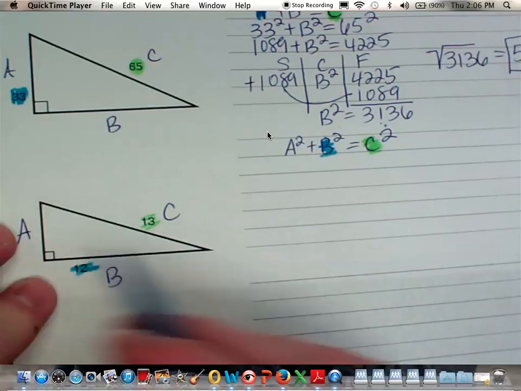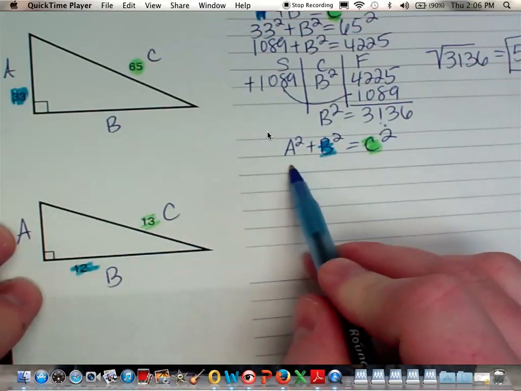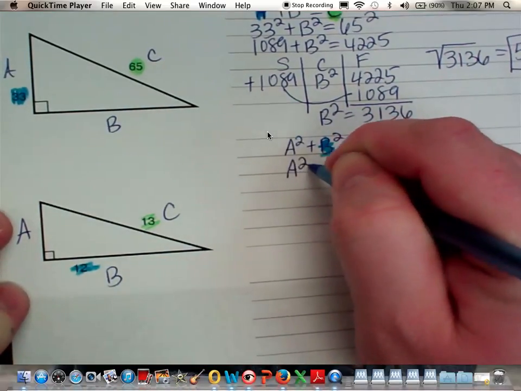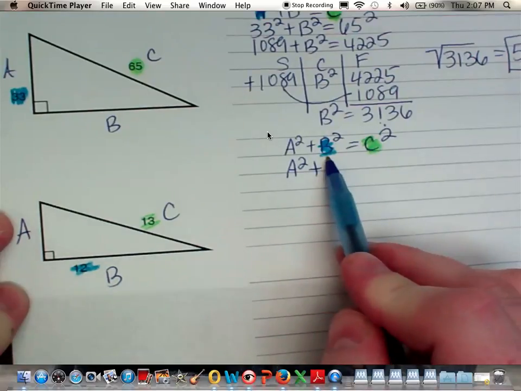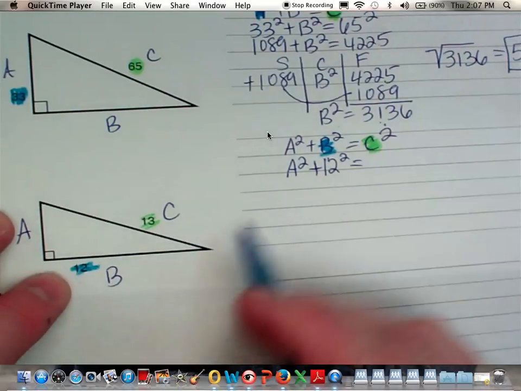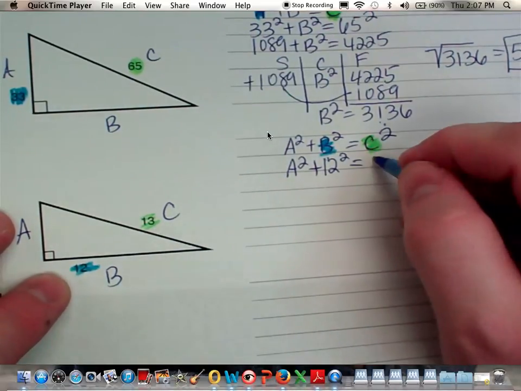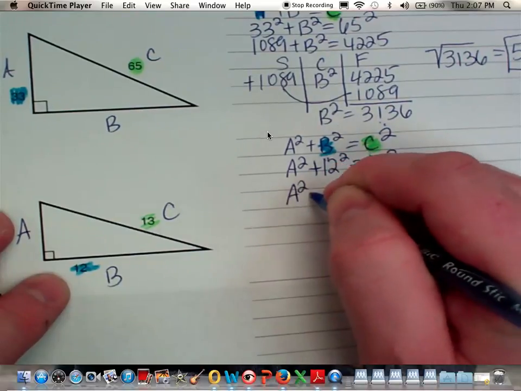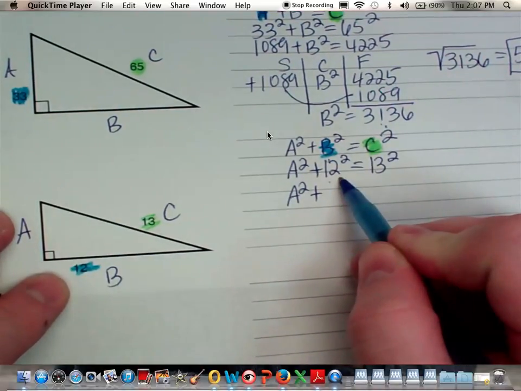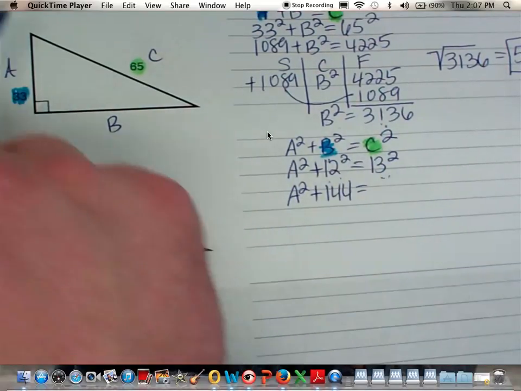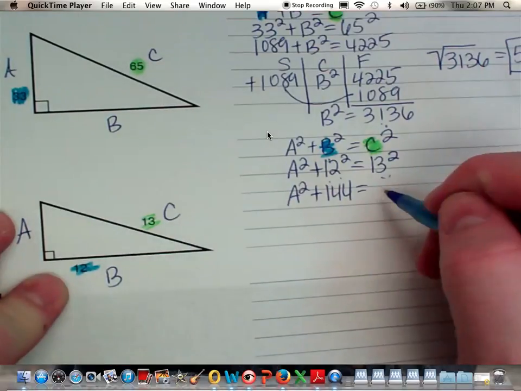Now I'm just going to fill in what I know. It looks like I'm going to solve for the A in this case. So I know A is just nothing. I don't know what it is, so he just becomes A squared plus, I know what the B is. The B is 12 squared. And the C here in this case is 13 squared. Now, I just need to square these things, so I know that A squared plus 12 squared, when I put that in, is 12 times 12, which is 144. And then 13 squared, which is 13 times 13, is 169.